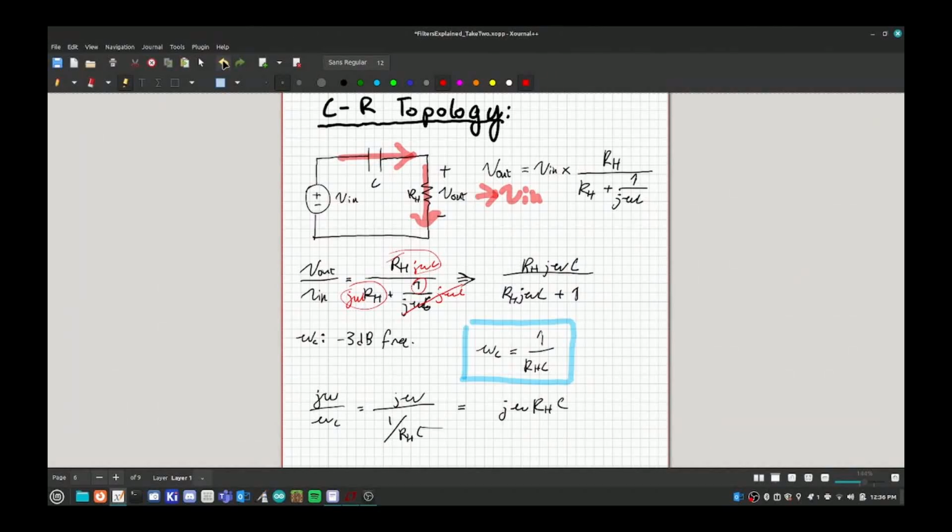Because it passes high frequencies and it blocks low frequencies, this is a high pass filter.